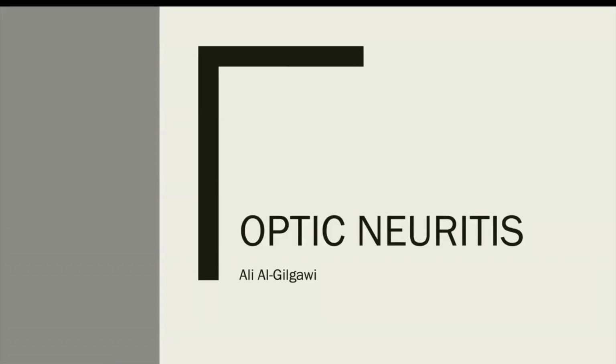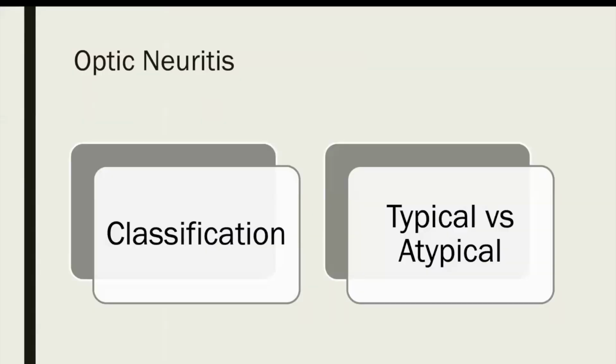Today's session we're going to be focusing on optic neuritis. We're going to go through the classification, how to think about it, and then talk about your typical demyelinating course versus your atypical causes of optic neuritis.